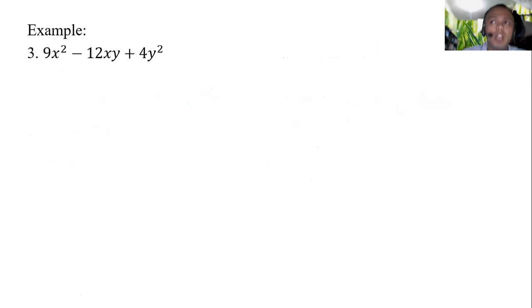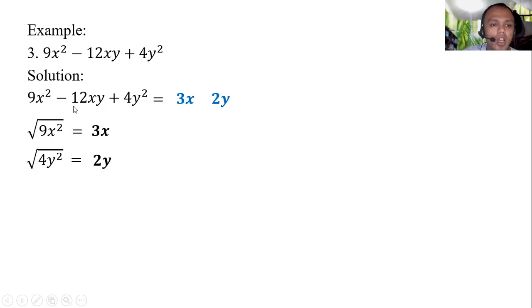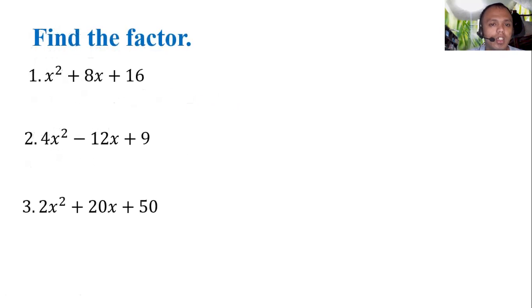Next, number 3, 9x squared minus 12xy plus 4y squared. Get the square root of the first term. Since 9 is a perfect square, we can go straight. The square root of 9x squared is 3x. The square root of 4y squared is 2y. Again, 3x, then 2y, copy the sign of the second term, which is minus. And then enclosing in parentheses, put 2 as an exponent. Easy, right?